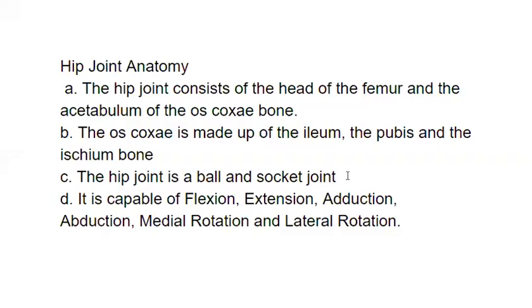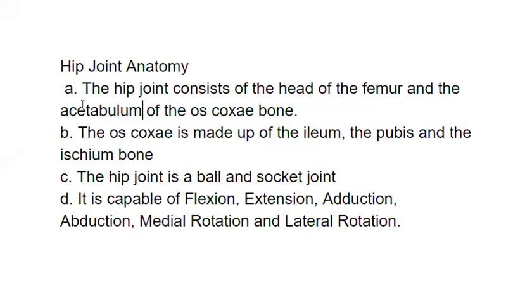So we're going to talk about the hip joint. And before we do, we're going to be talking about hip joint anatomy. The hip joint consists of the head of the femur, which I'll be showing you in a minute, if you don't know. The femur is basically the thigh bone. At the top of the thigh bone, it makes a round ball, and that round ball goes into a hole in the pelvis, which we call the acetabulum.